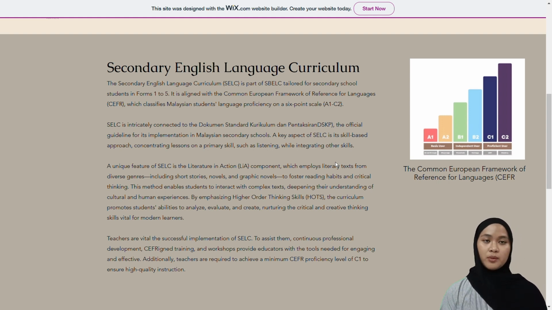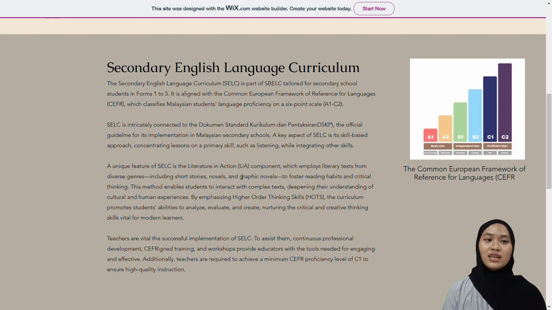The SELC is implemented using the Dokumen Standard Kurikulum dan Pentaksiran, DSKP, which is a document that outlines the required learning content, focus areas, and standards. These guidelines help teachers structure lessons effectively, targeting key skills like reading, writing, listening, and speaking. The curriculum adopts a skill-based approach where lessons are primarily focused on one core skill, for example listening, while integrating others to ensure a well-rounded language experience.